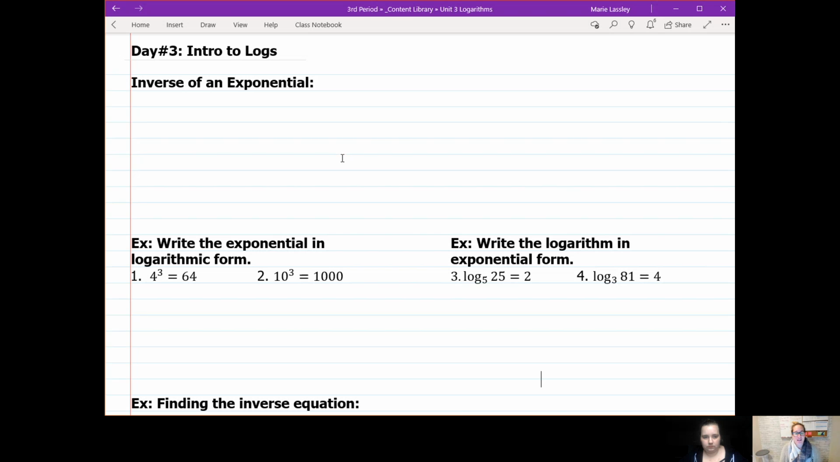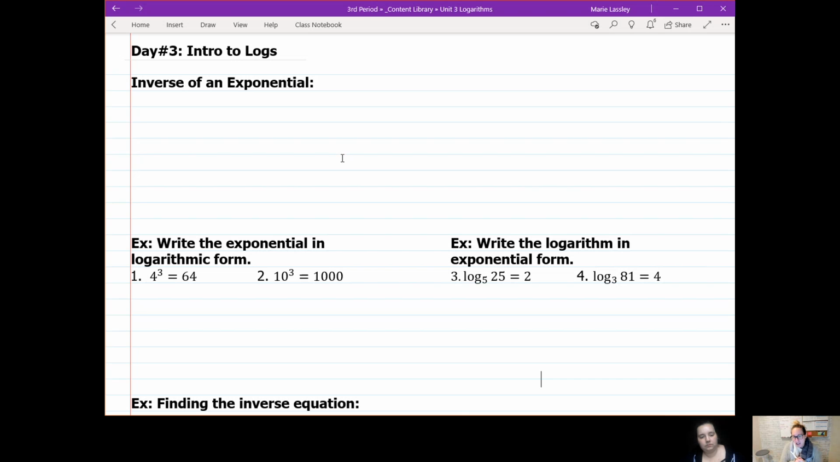You did logs last year in your log and exponential unit, so a lot of this should be review, but it's a topic that students tend to forget the most. This unit happens in Algebra 2 right around winter break, so sometimes you get so excited about winter break that you forget all about math. I like to go over everything again, and we make it a little bit harder in this class, like usual.